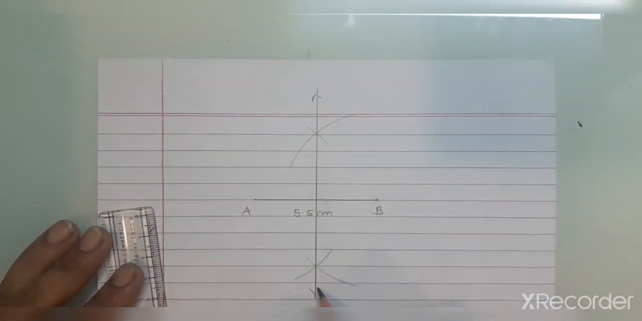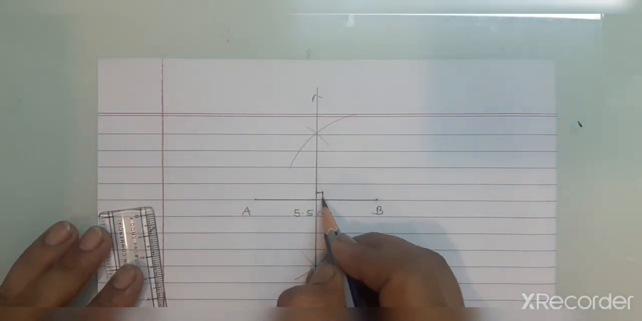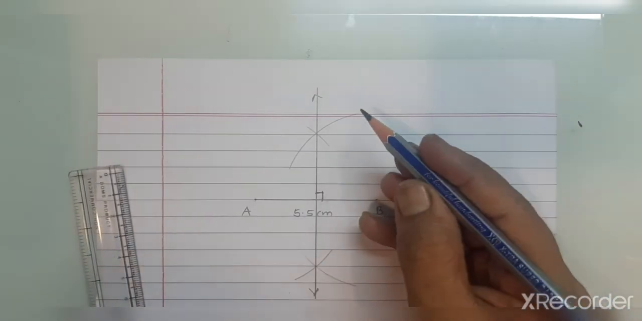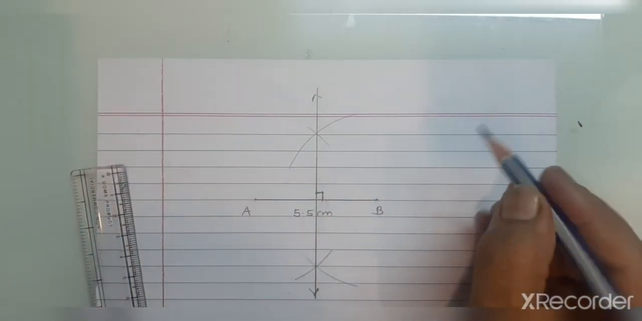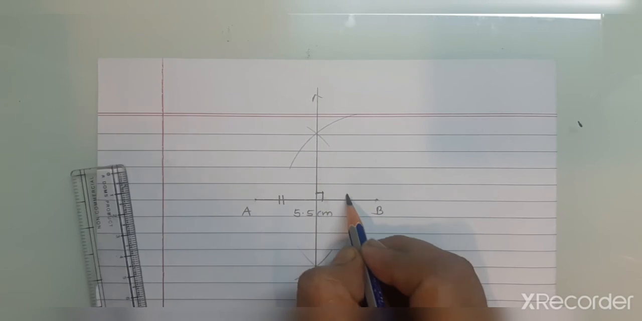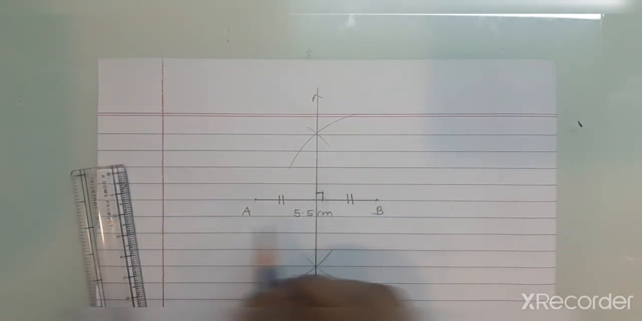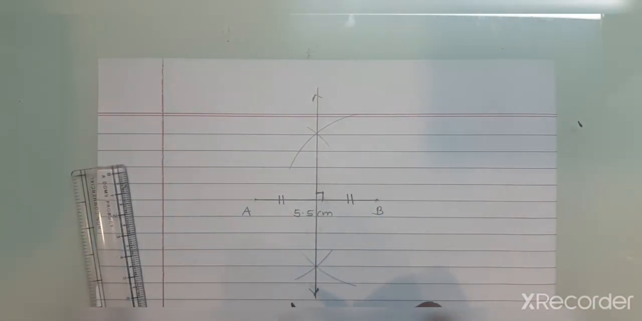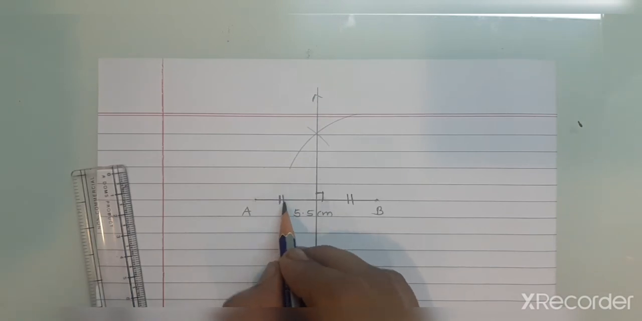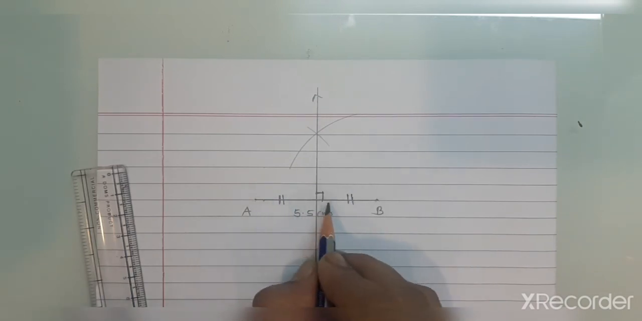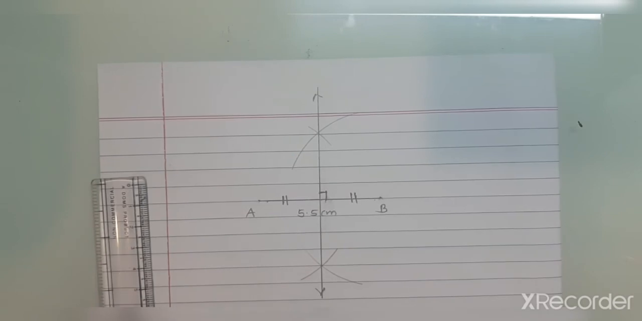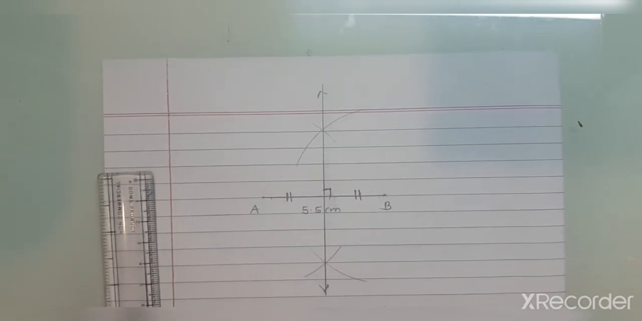So this is the line which is perpendicular to AB, but when I am drawing a perpendicular to a line segment, it also bisects the segment, that is, it also divides the segment into two equal parts. And I have shown this symbol so that these two parts are equal. Okay.